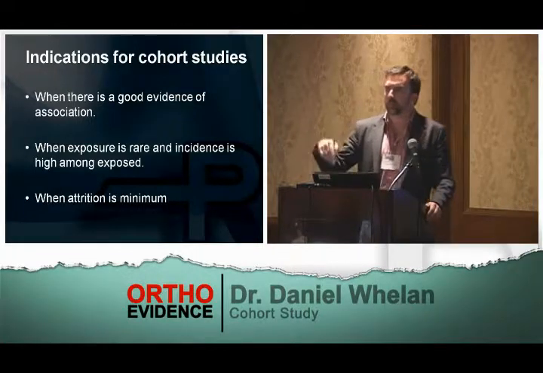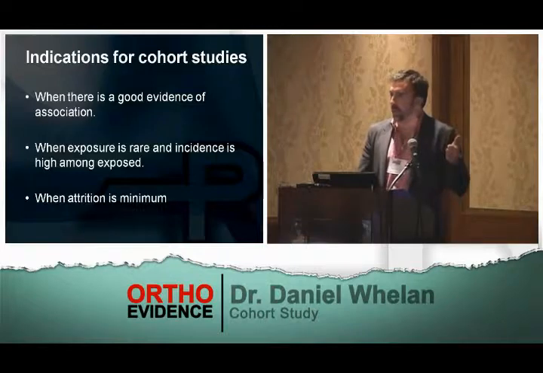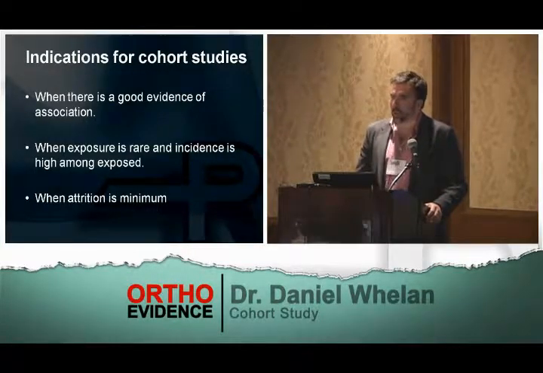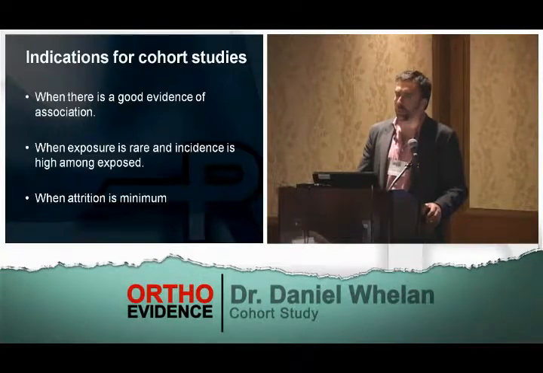But it comes from something else other than a cohort. And once you know there's association, the next step is either to do a randomized trial, not feasible for some things, a lot of money, a lot of organization, or a prospective cohort. It's a good thing to do when the exposure is rare and the incidence in question is high amongst those who are exposed. And it's a good thing to do when attrition is minimal.